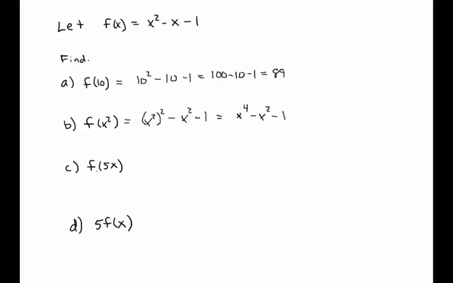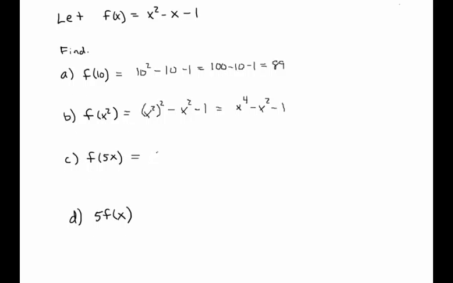In C, we want to find f of 5x, and this is equal to 5x squared minus 5x minus 1. And this is equal to 5 squared is 25. And then we have x squared minus 5x minus 1.